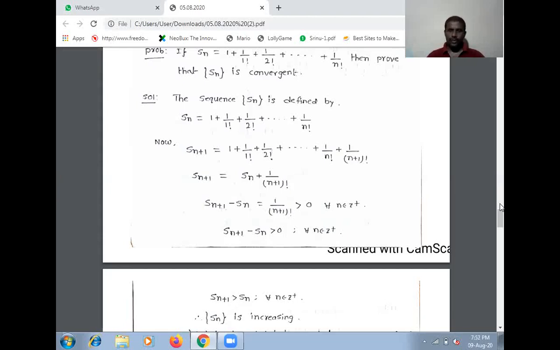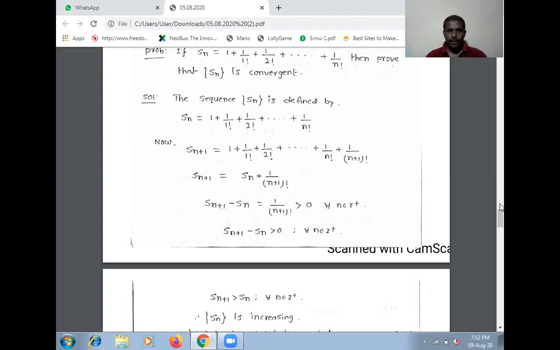After that we can show that it is a bounded sequence. So now what is the given sequence here? First of all, here the given sequence is defined by Sn equal to 1 plus 1 by 1 factorial plus 1 by 2 factorial plus and so on 1 by n factorial.